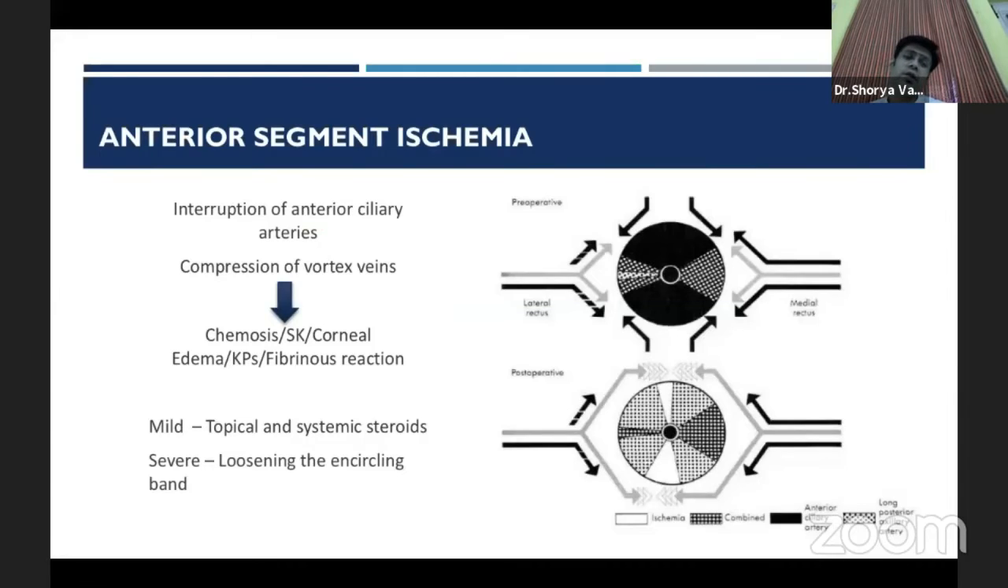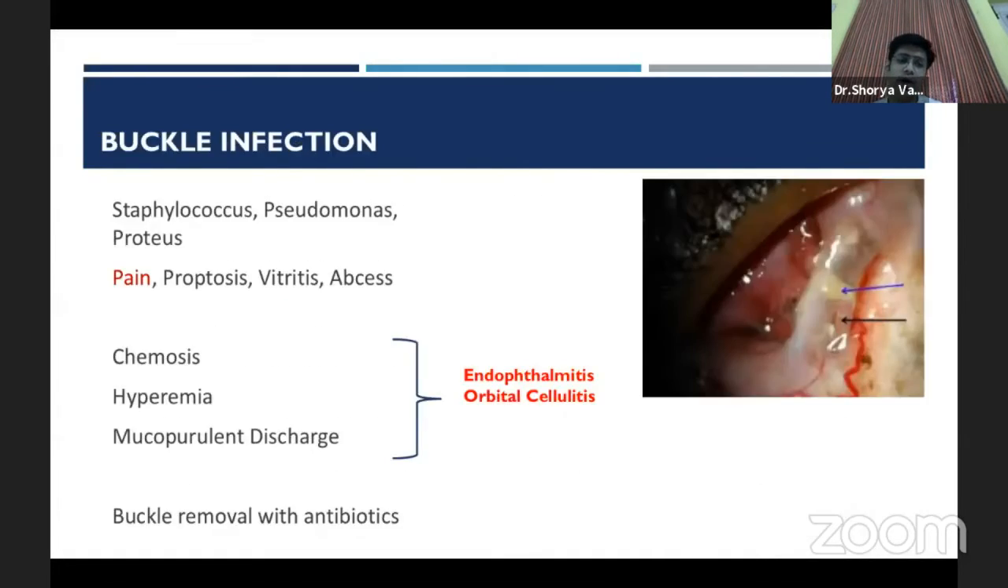Tight encirclage might also lead to interruption of the anterior ciliary arteries and compression of vortex veins, leading to anterior segment ischemia. Mild cases can be taken care of with topical and systemic steroids. In severe cases, we might need to go in and do loosening of the encircling band.